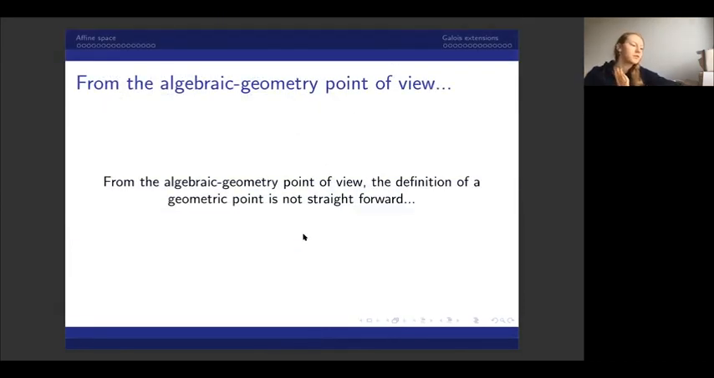So we have seen the topological point of view, the categorical framework, the physics framework, the set theoretical one, and the intuitive one by Euclid. But now from the algebraic geometry point of view, things are not so trivial, in fact. As we will see, from the algebraic geometry point of view, the definition of a geometric point is far from straightforward. We need a lot of material and a lot of notions, in fact, to define this algebraic geometry notion of point. And this is what we're going to do now.